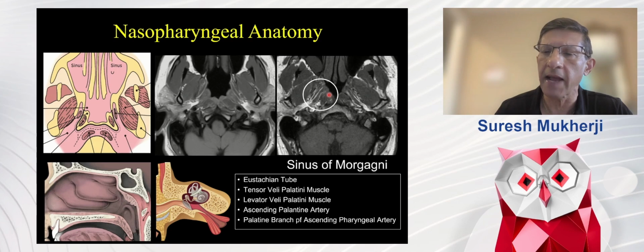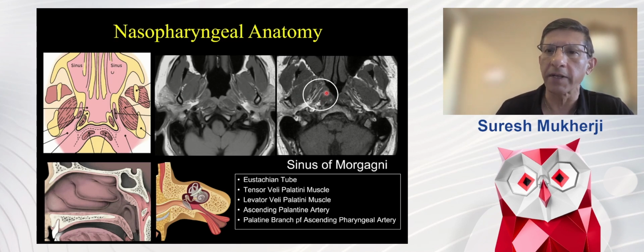And first of all, it's a natural defect. So when we do talk about squamous cell carcinomas, it is felt that the initial spread of nasopharyngeal carcinoma into the deeper spaces, which we'll discuss in detail, is through the sinus of Morgagni. The sinus of Morgagni is present because it allows several structures to extend into the nasopharynx.